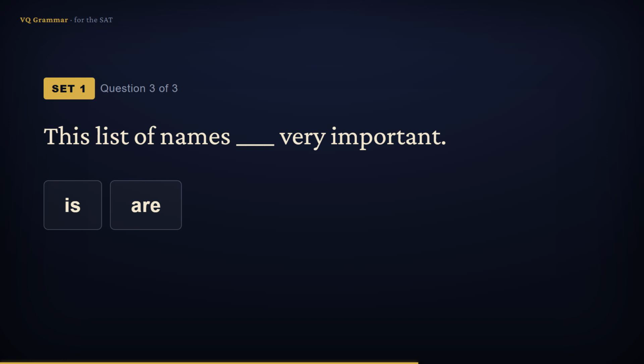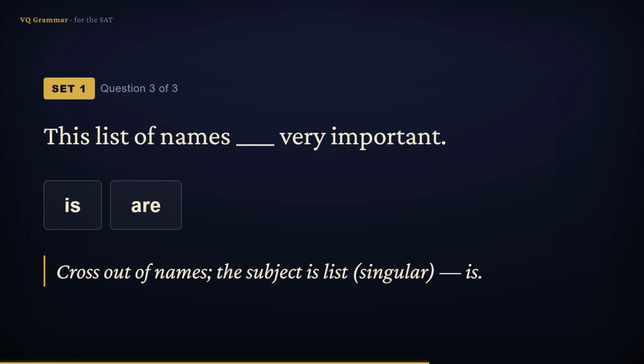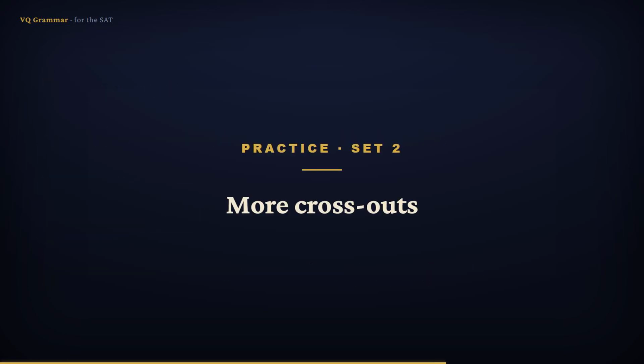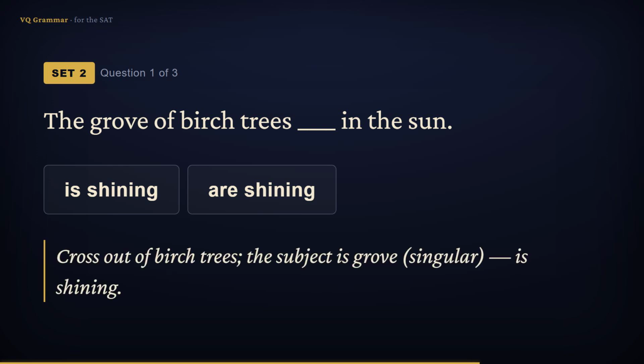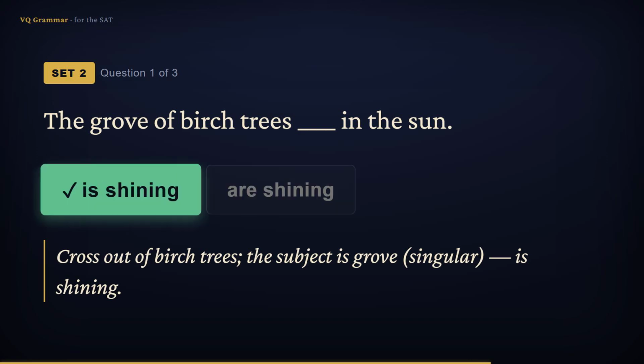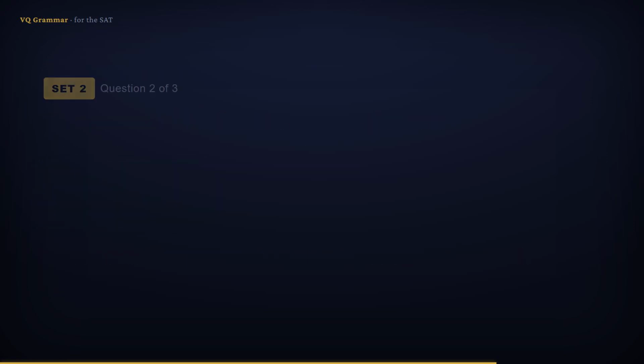This list of names blank, very important. Cross out of names. The subject is list, singular, so is. A few more. Same routine. Cross out the phrase, then match the verb to the real subject. Pause and try each. The grove of birch trees blank in the sun. Cross out of birch trees. The subject is grove, singular, so is shining.